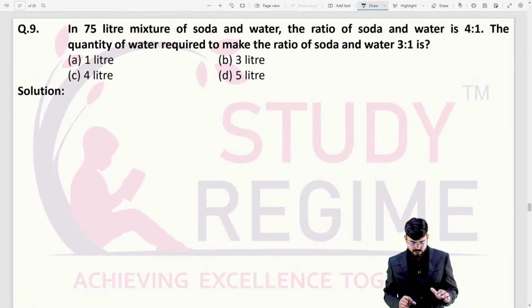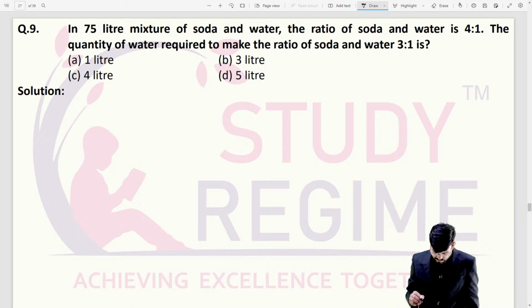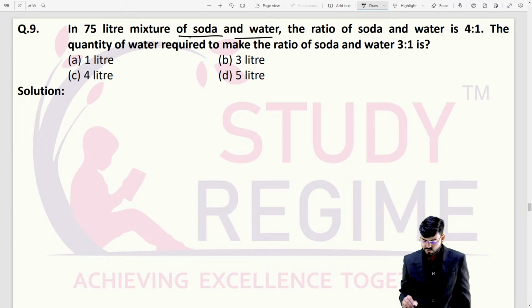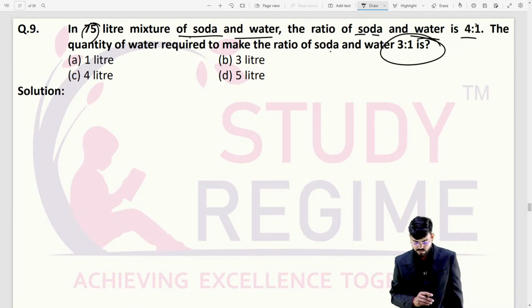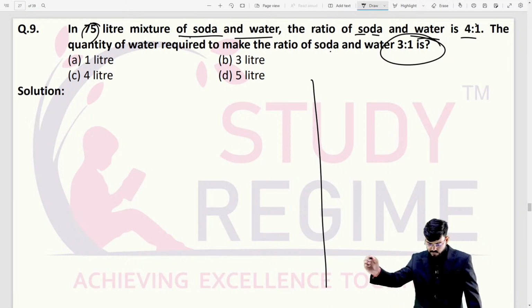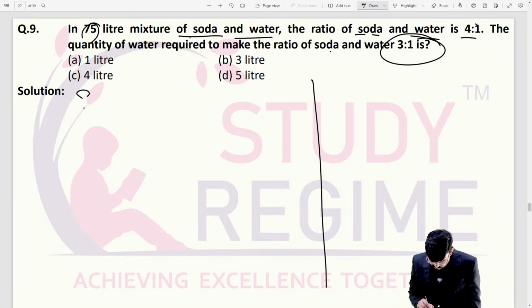This is also a very good question. Just read it first. In a 75 liter mixture of soda and water, the ratio of soda and water is given as 4:1. The quantity is also there, 75 liters. The quantity of water required to make soda and water 3:1. Okay, let's understand first. The ratio of soda to water is given as 4:1.